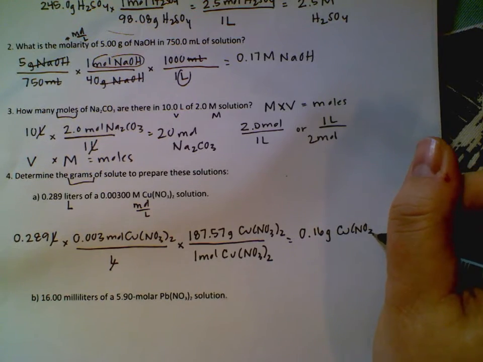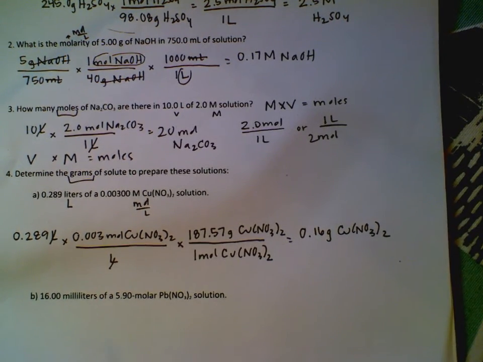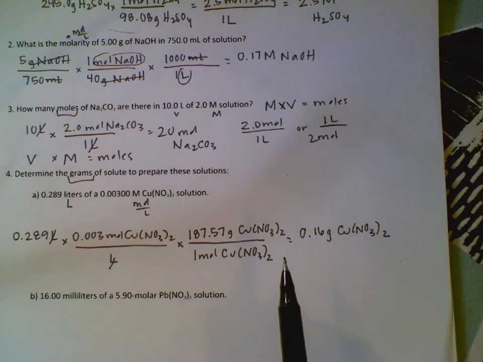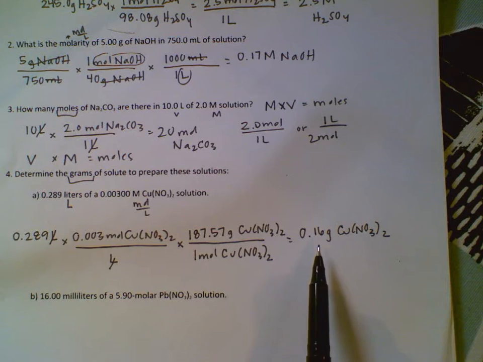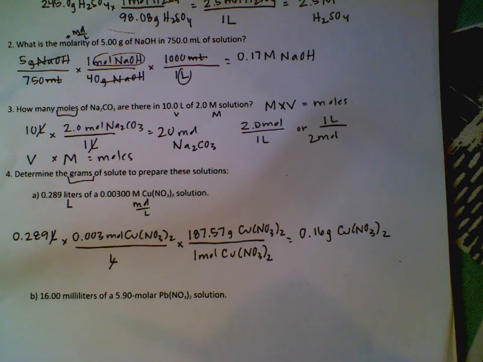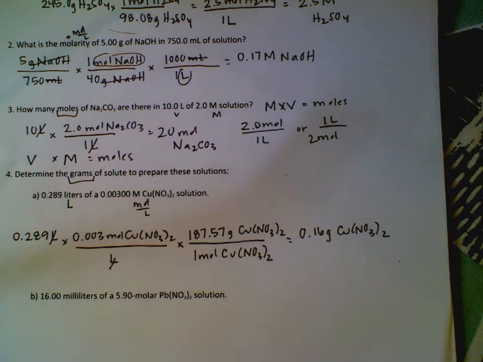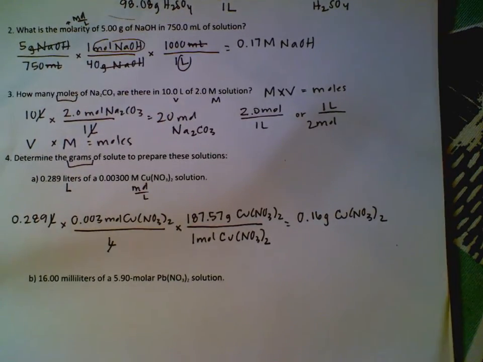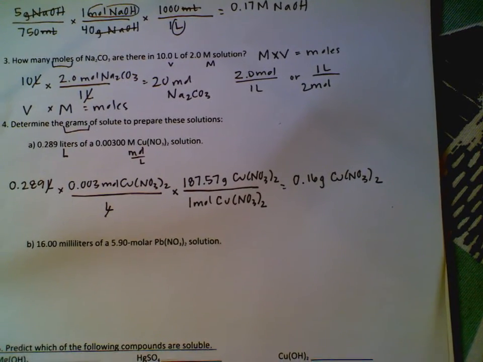Now, just as a quick reminder to you, if I wanted to make this solution in a volumetric flask, what I would do is take the weight, this 0.16 grams of copper nitrate, weigh it out, and put it into a volumetric flask with a tiny amount of water in it. I would swirl it around to get the copper nitrate dissolved, fill the flask about halfway up, swirl it again, fill it up to the line, put the rubber stopper in, flip the flask upside down a couple times to get it all mixed, and then carry on with my day. Okay, so just keep that in mind.